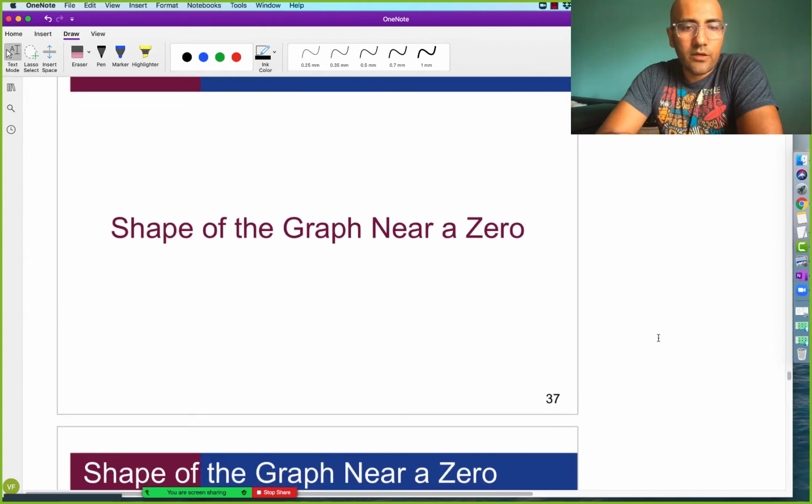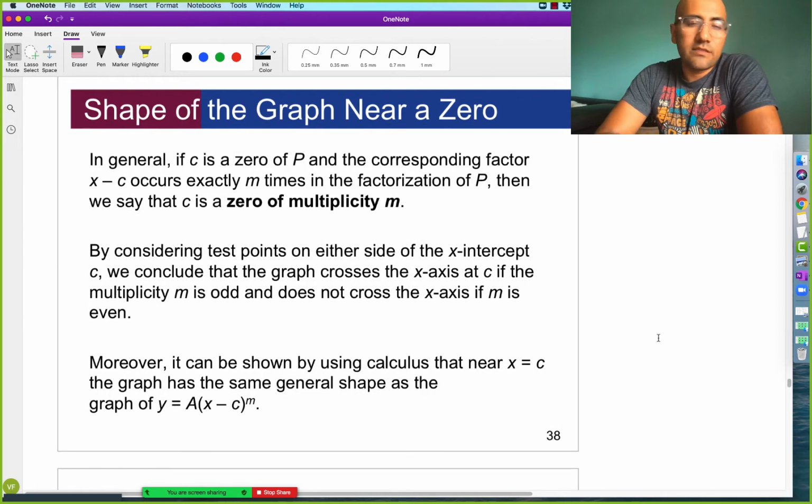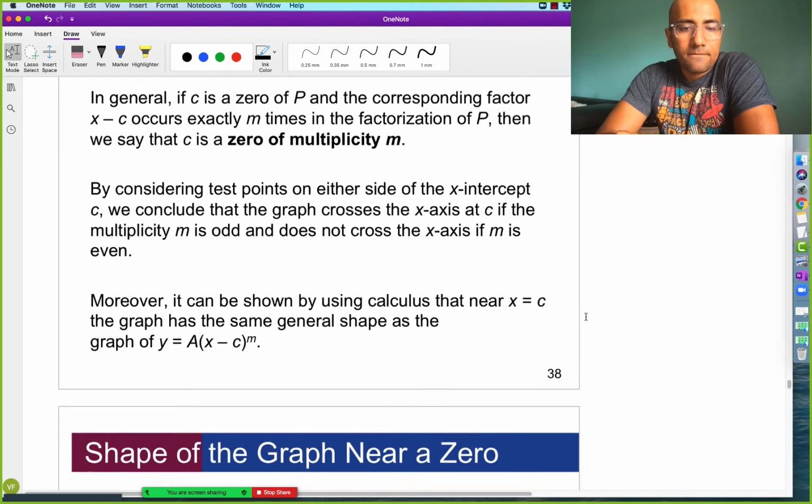So the next thing we're going to look at is the shape of the graph near 0. In general, if c is a 0 of the polynomial, and the corresponding factor x minus c occurs exactly m times in the factorization of p, then we say that c is a 0 of multiplicity m. Good. We'll see an example in a second. By considering test points on either side of the x-intercept (c, 0), we conclude that the graph crosses the x-axis at c if the multiplicity m is odd, and does not cross the x-axis if it's even.